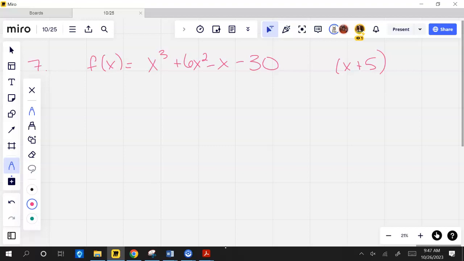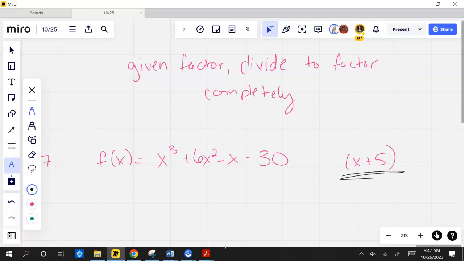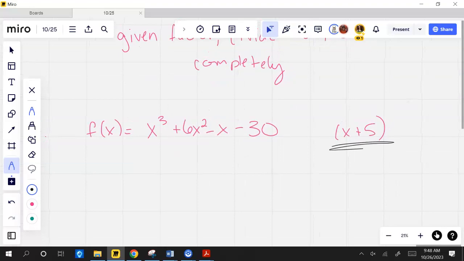You can divide it to find the other factor, right? So given a factor, always divide to factor fully or completely. All of these factors are going to be in this form, which is really nice because that sets me up for what kind of division? Synthetic, which is a lot easier than long division, right? So what goes on the outside? What goes inside? Keep going.